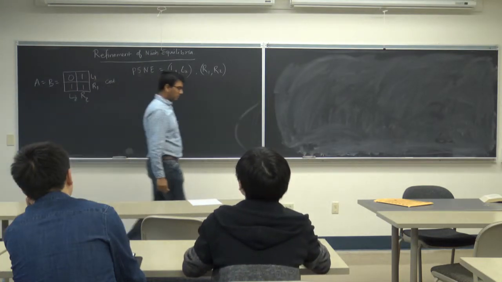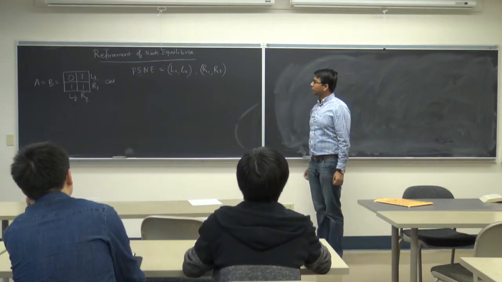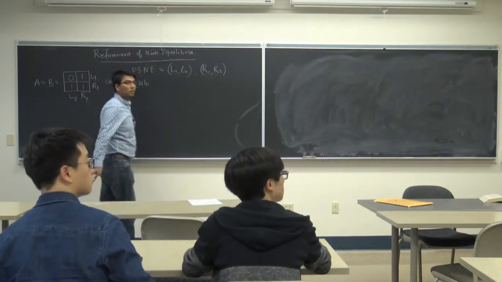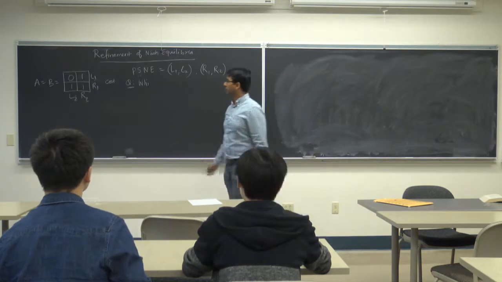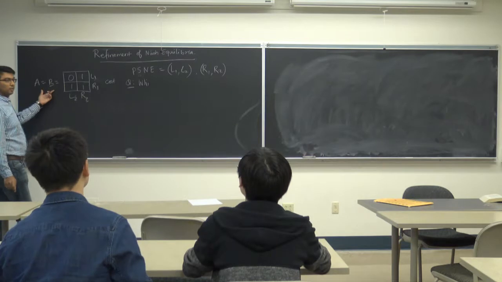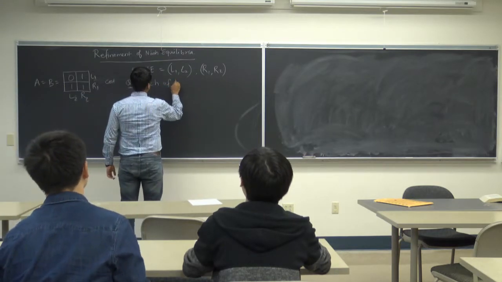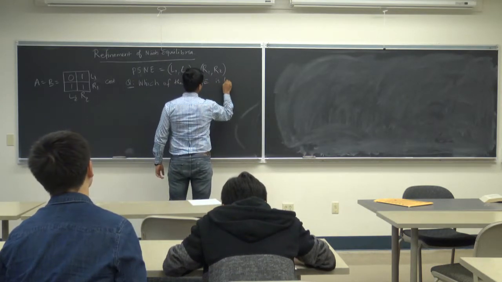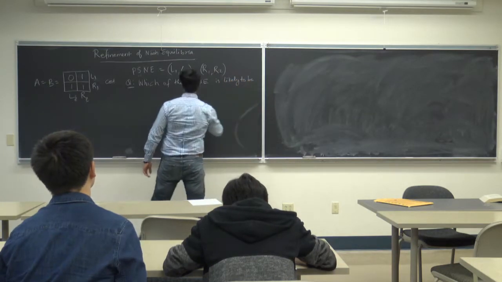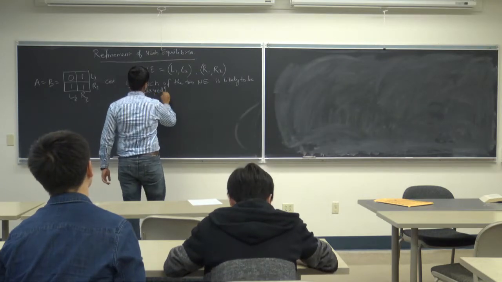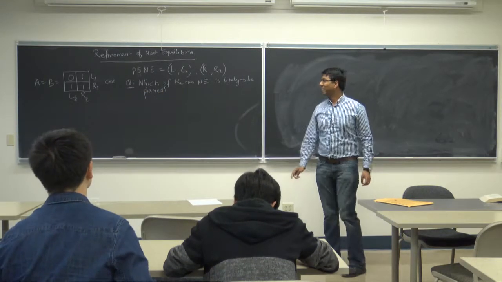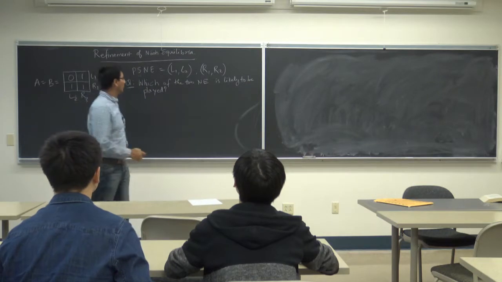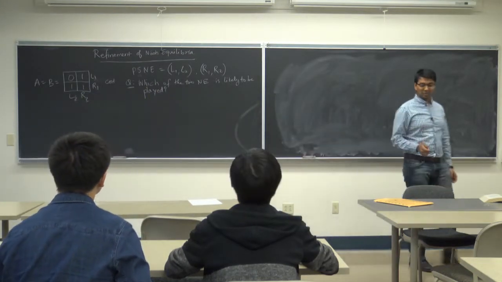So this is a non-zero-sum game where we have two equilibria, and the question is, it's a non-zero-sum game where the payoff matrices are equal. Which of the two Nash equilibria is likely to be played? L1, L2? Anyone who thinks that R1, R2 will be played in real life? No. Okay. So L1, L2 is true.